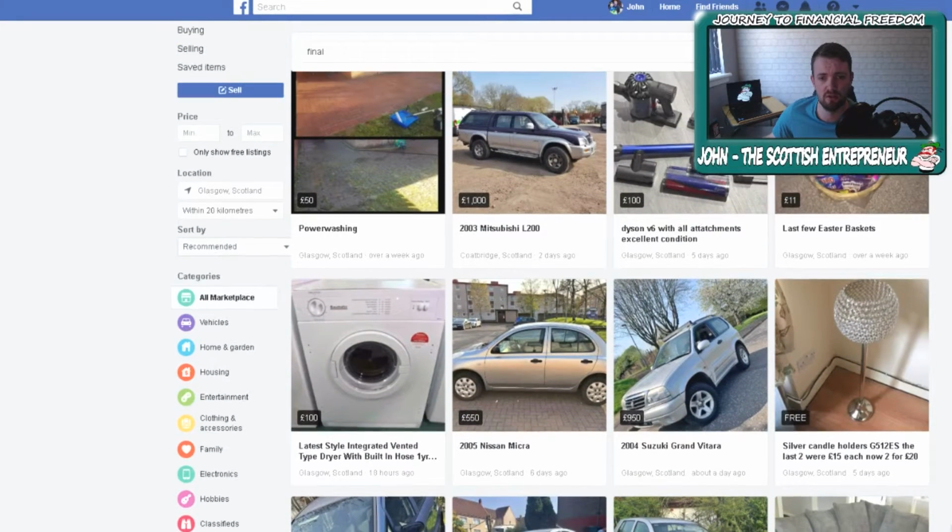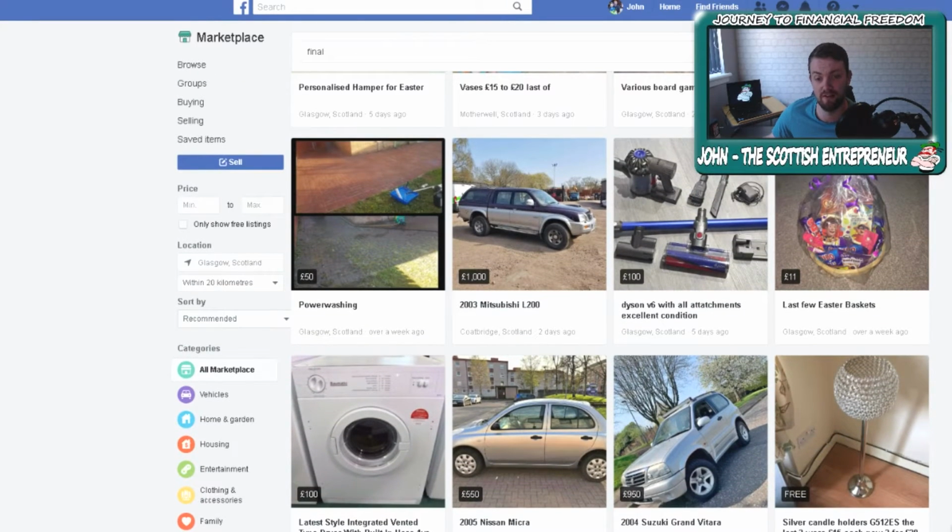Wait a minute, straight away, right here actually. There's a perfect example. So I've got this right here, the Dyson V6 with all attachments in excellent condition for £100. So I'm going to check this listing, bear with me two seconds and I'll get back to you.